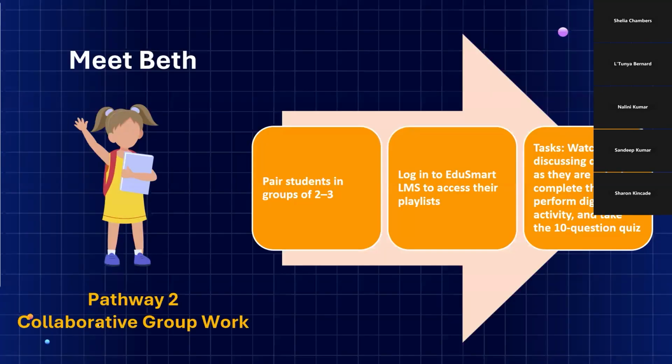All right. So now let's meet Beth. Beth is going to be my child who's at approaches, and I can move her up to meet with a little bit of work. So I'm going to pair Beth with a couple of students, maybe a high-low pairing. I'm going to pair her. We're going to have them log in to the EduSmart LMS to access their playlist.